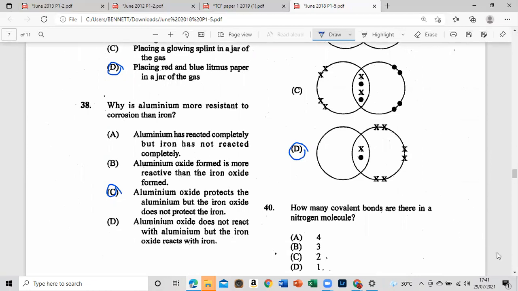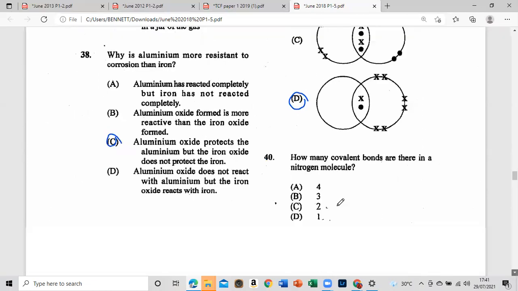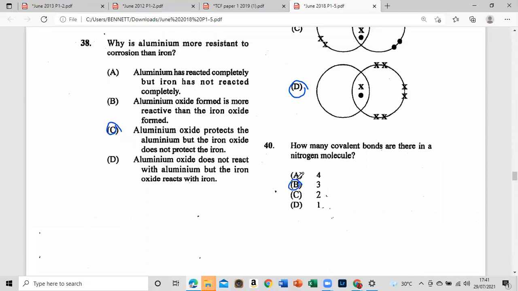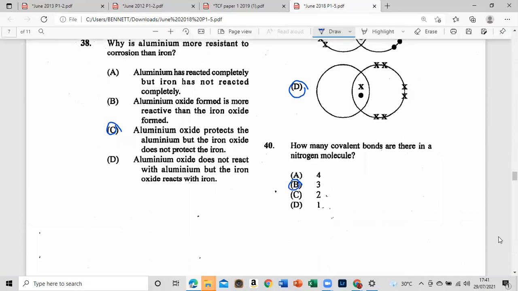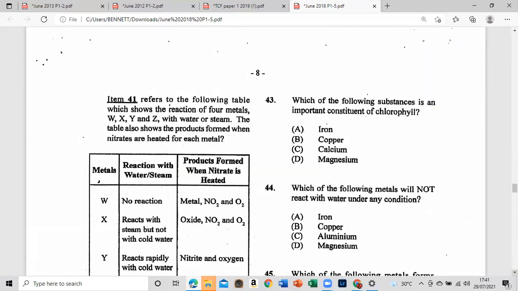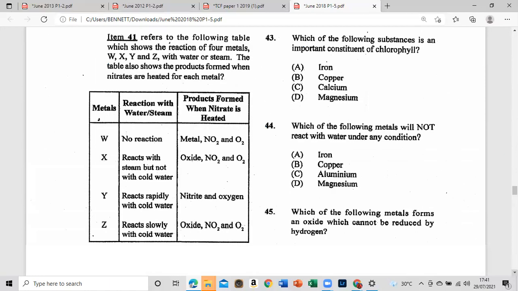How many covalent bonds are there in a nitrogen molecule? Oh, this is a number, we just go straight to it, right? 3 is the answer. Let's move on to 41. Going on fine, we're going on fine, we'll be alright.